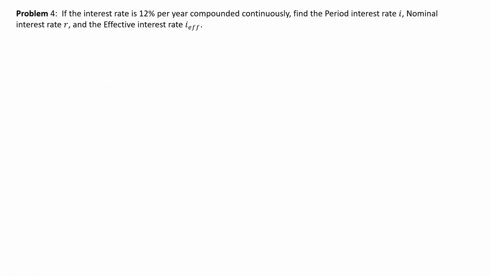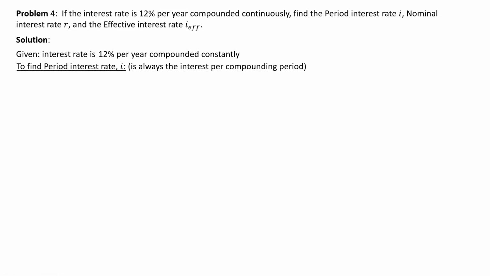If the interest rate is 12% per year compounded continuously, find the period interest rate I, nominal interest rate R, and the effective interest rate I effective. Okay. Interest rate is what? 12% per year, but compounded continuously. So, number of periods per year. How many periods do we have? Meaning compounding periods, do we have?